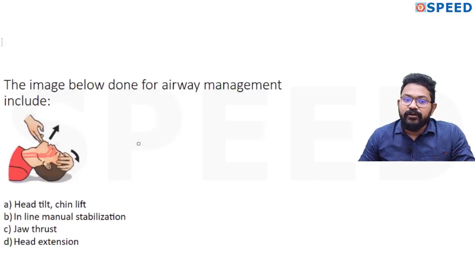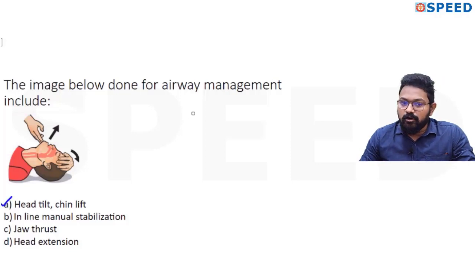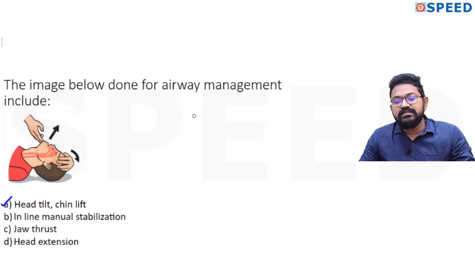The image below done for airway management include. Again, very direct, very simple, straightforward question. They have given you one image and probably this is showing head tilt chin lift maneuver. So your answer is head tilt chin lift. Other options I'll discuss in detail once I get into the questions, each of them, right? So these are the 5 direct questions which have come from anesthesia.